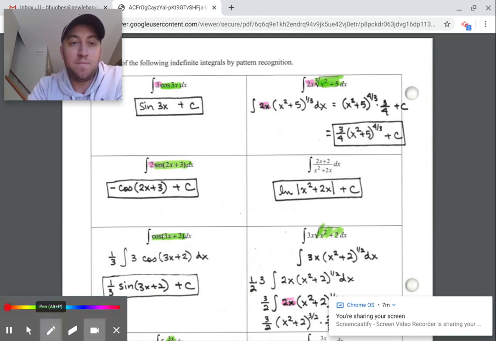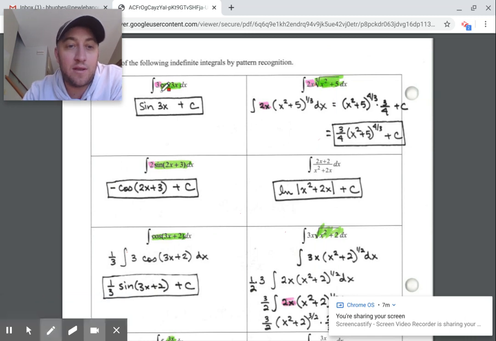So this first one, the integral of 3 cosine of 3x. So cosine of 3x is kind of like the main part of our function. That's why it's highlighted in green. So the inner part of that is 3x. Do you have the derivative of 3x showing up somewhere else? Yes. The 3 is out front. So I can go ahead and just think, what is the antiderivative of cosine? It is sine. So my answer is sine of 3x plus c.